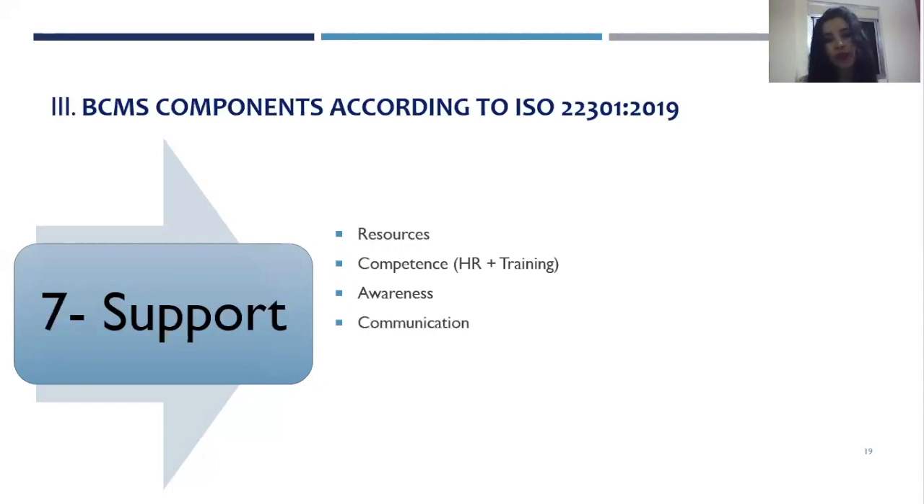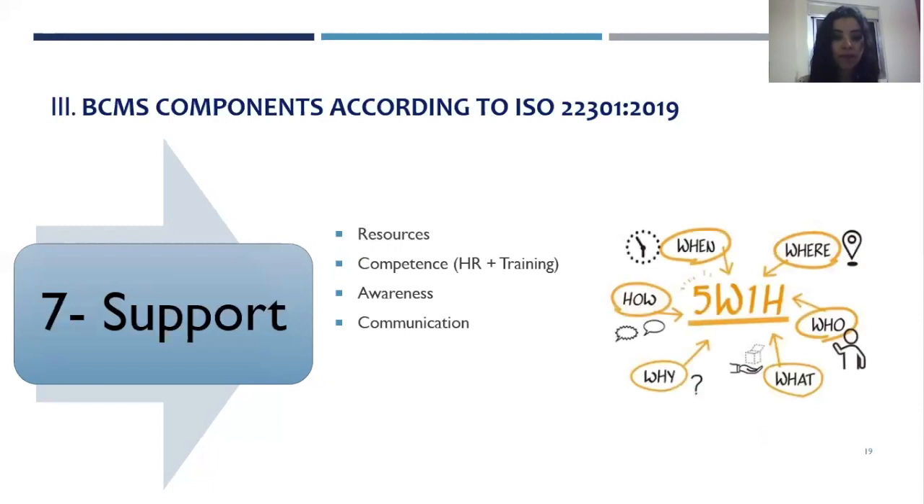Communication, from here comes the importance of the creation of the communication plan or communication matrix. So this communication matrix will include what we call the 5 wives and 1 husband, or 5W and 1H. Who, what, why, how, when, and where to communicate. And finally, documented information.